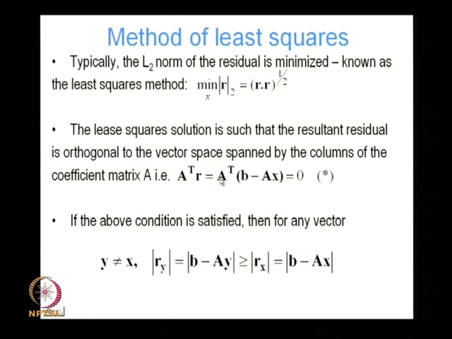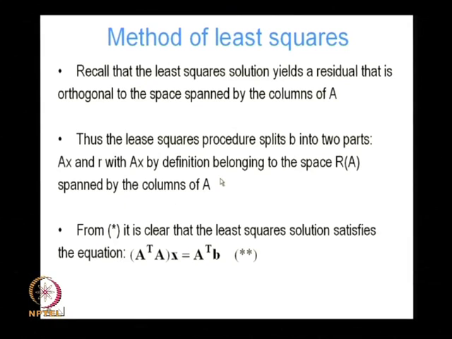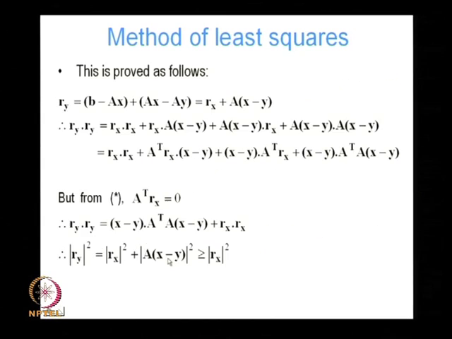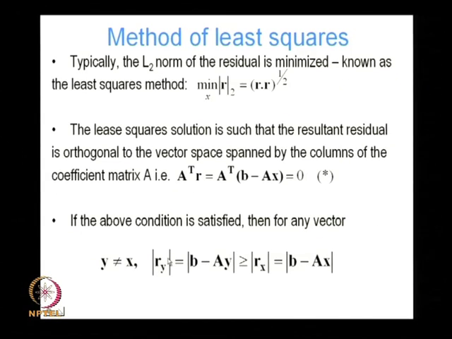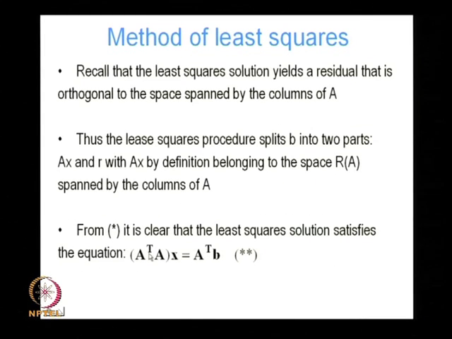From this expression, it is clear that the least square solution satisfies this criterion, A transpose A x is equal to A transpose B. Right, just expanding this out, A transpose times B minus A x is equal to 0. So, A transpose B is equal to A transpose A x. That is what we have written out here, and therefore, we can get the least square solution by actually solving this system if it is at all solvable, right?